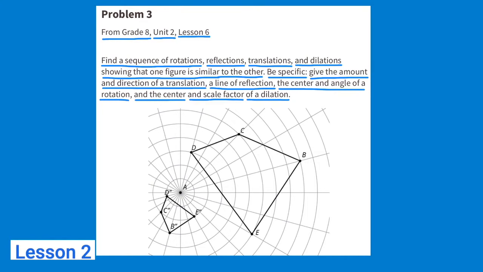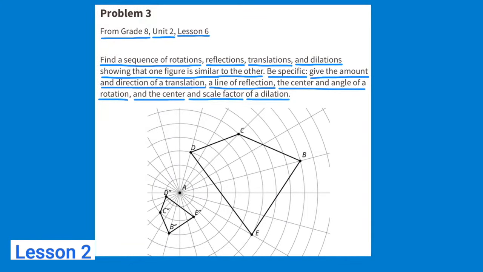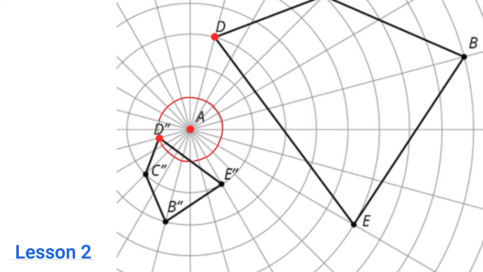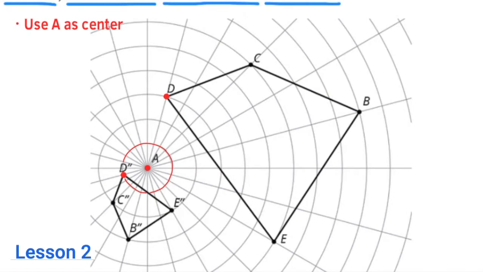Wow, that's a mouthful. It sure sounds like a lot of stuff. I'll do the best I can. I'll start by using A as the center point. Looking carefully, I can see that D prime is exactly 1 unit away from center point A, and point D is 3 units away from center point A. The figure on the left is a dilation that's 1/3 scale of the figure on the right.